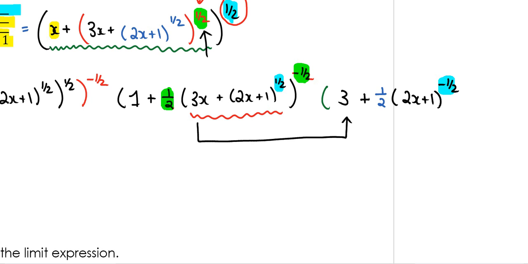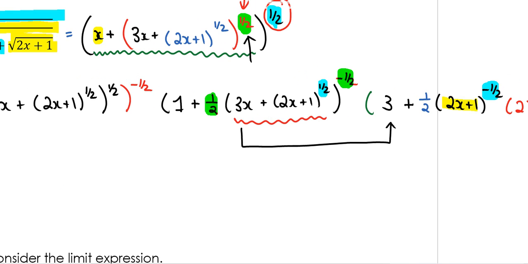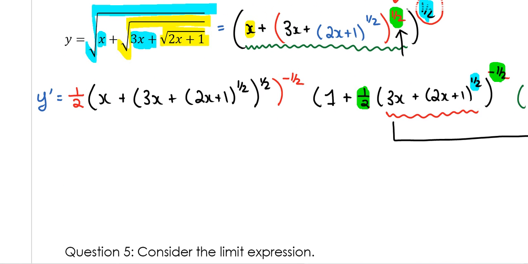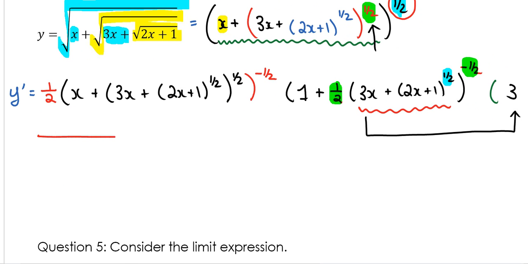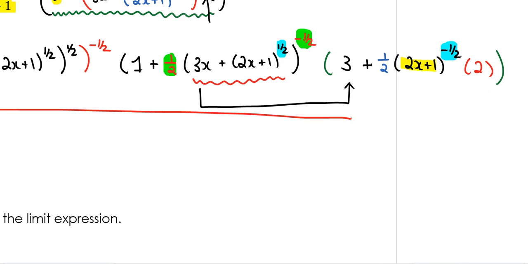And then finally, I need to take the derivative of this inside function, which is going to be the easy part, which is going to be 2. Close bracket, and then I will close the bracket off there. Okay, so there it is. It's a pretty long answer here, but I will take this entire thing as a final answer.